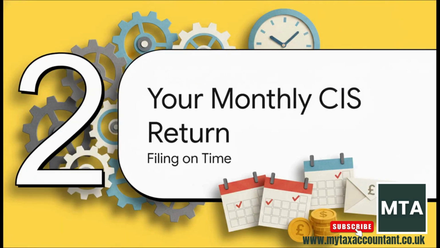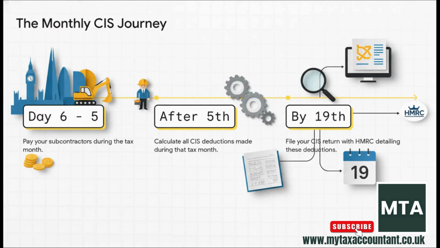Okay, with the basics under our belt, let's move on to the actual process. Section 2 is all about your monthly CIS return. This is the task you'll be doing over and over again. And as we saw with that £100 fine, timing is everything. Let's walk through the monthly cycle. We'll follow a contractor, let's call him Oliver, who runs a small building firm in London.